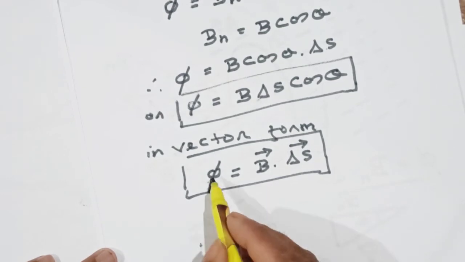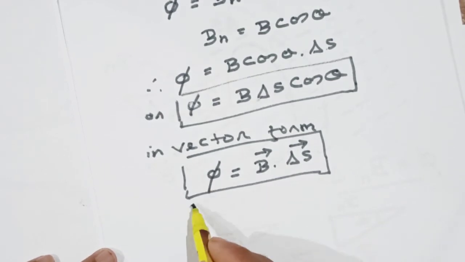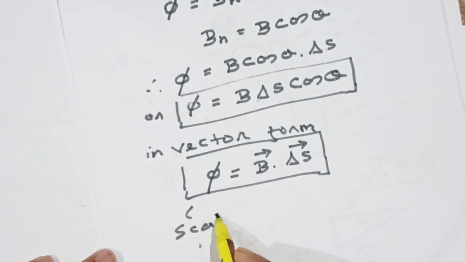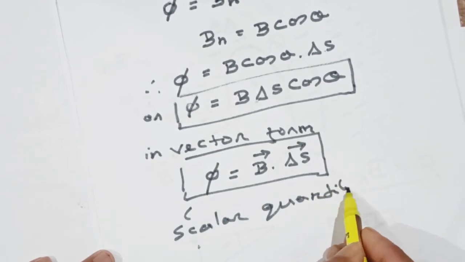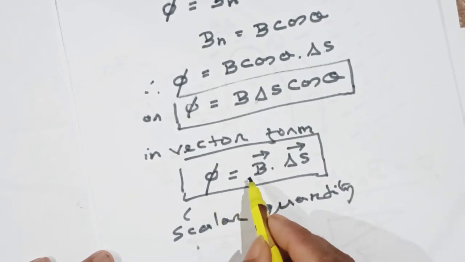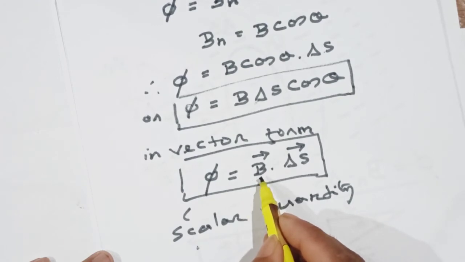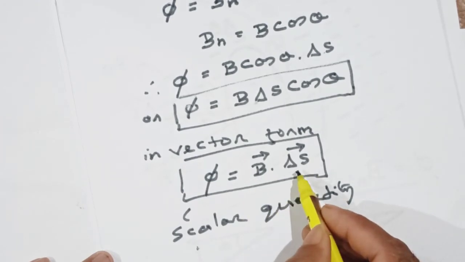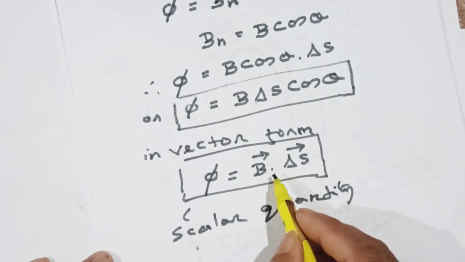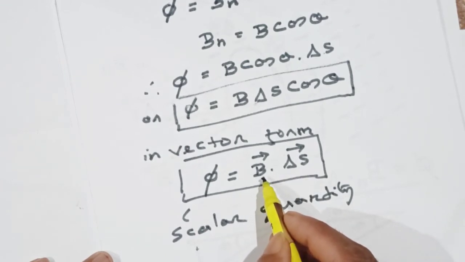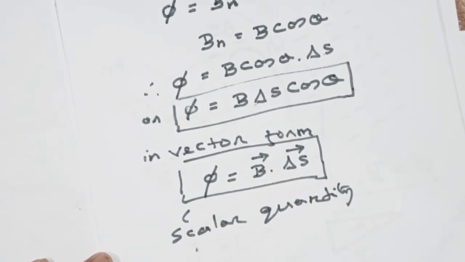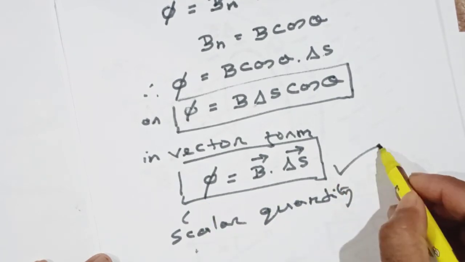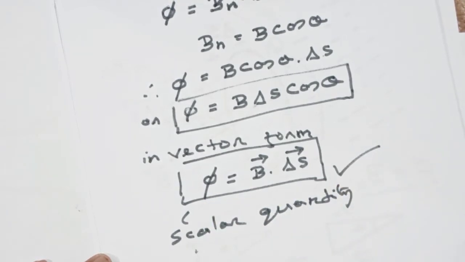But you must know that magnetic flux is a scalar quantity. However, this scalar quantity is a product of two vector quantities. This is a vector quantity and this is also a vector quantity. So it is a product of two vector quantities. It's a product of magnetic flux density and the surface area that is the magnetic flux. So this is the expression of magnetic flux. It is very, very simple.